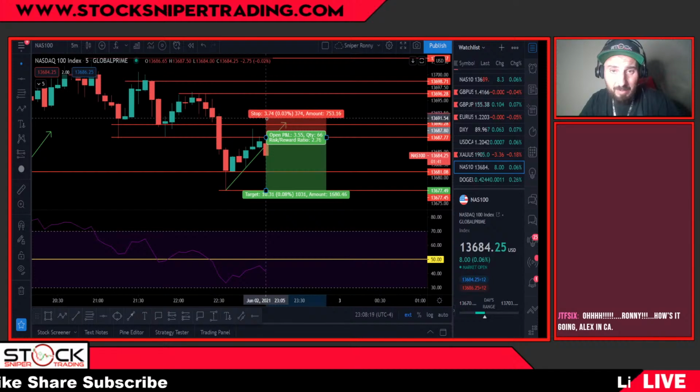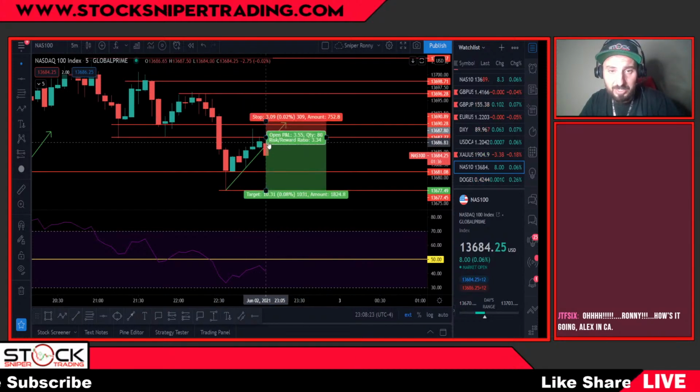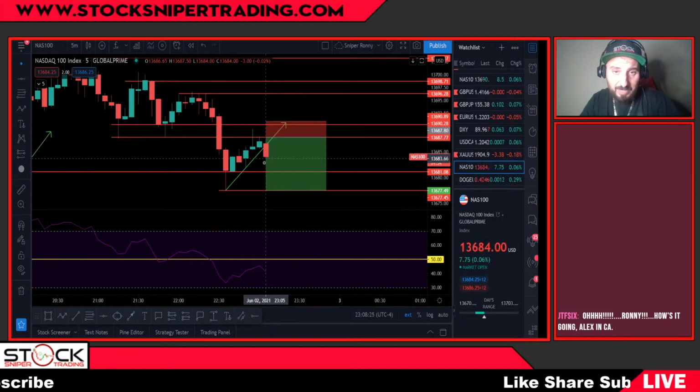I would keep it maybe a nice tight range right here, just below here, because you can see that we're getting rejected. This is the bearish candle coming down. So here it comes down.